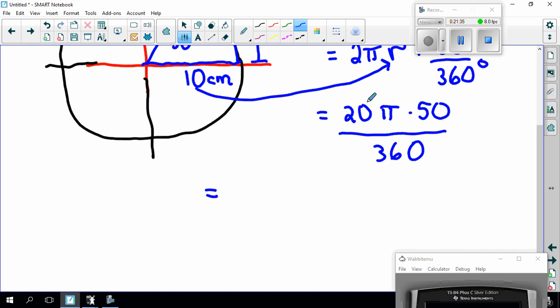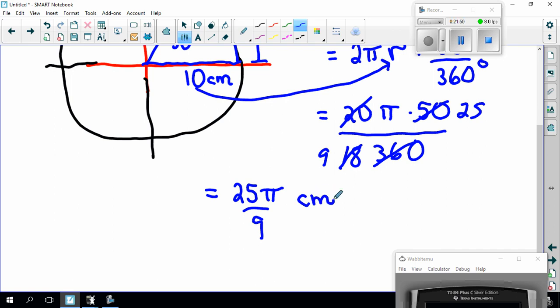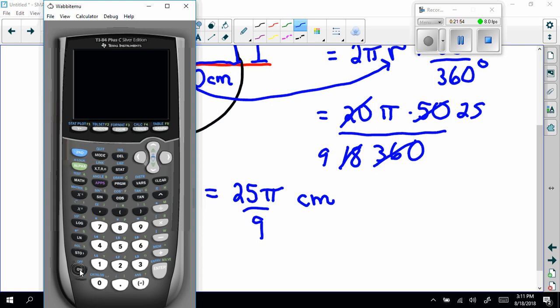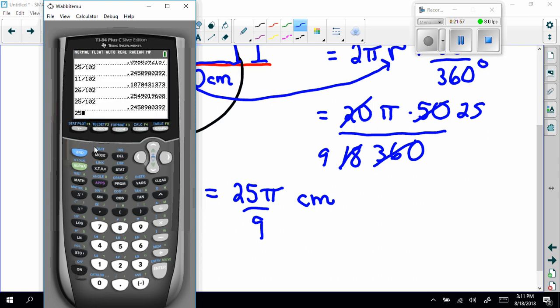Man, I'm gonna go for it. 20 over 360 is 1/18. 50 times 1/18 is 25 ninths. So 25 pi over 9 centimeters. Now, I don't know what that is. I want to know, though. Come on. 25 pi divided by 9 equals 8.726 centimeters.